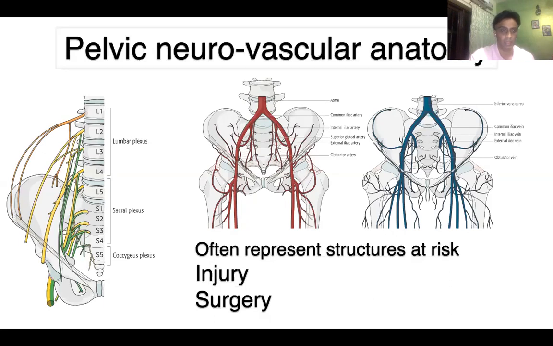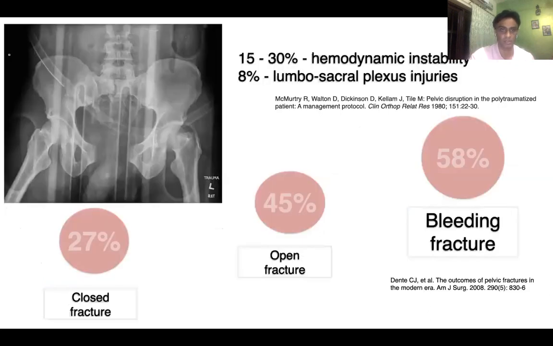The pelvis is supplied by contributions from the lumbar plexus, sacral plexus, and also from the lumbosacral trunk. The pelvis also has a rich arterial supply coming from the iliac system, predominantly the internal iliac branches. The venous anatomy of the pelvis is also important because this is the one that commonly bleeds in exsanguinating pelvic fractures. Some of these structures often represent structures at risk, either at injury or during surgical means. And you need to know where it bleeds from so that you can treat this patient successfully.